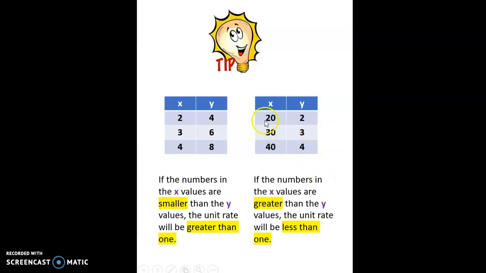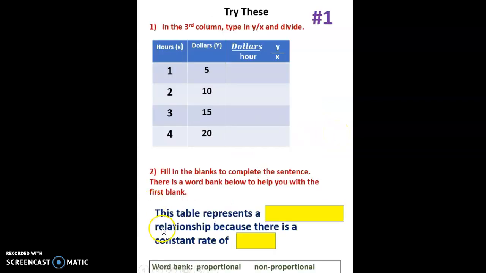If the numbers in the x values are greater than y, the unit rate is going to be less than 1. Because if you're at 20 and you have to get to 2, you're going to be multiplying by a fraction or by a decimal. How do you get from 20 to 2? Well, you could do y over x, 2 over 20, and you would get 1/10 or 0.1. So again, the unit rate would be smaller than 1. Good. Okay, I'm going to pause it here and see if you can try this on your own.